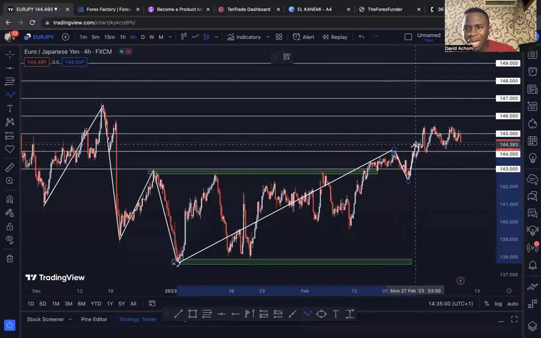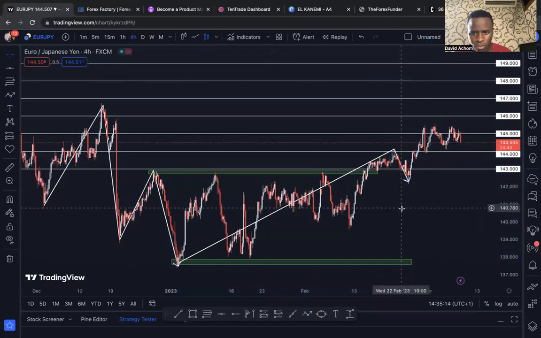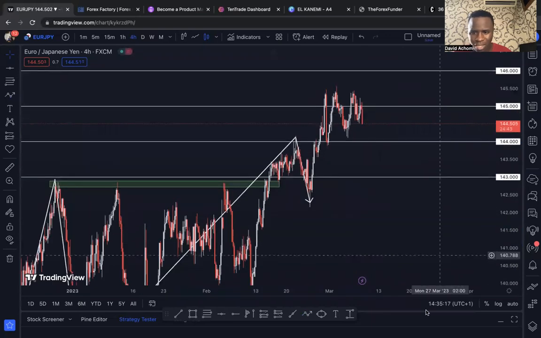Why did I not pick out this place? Well, you can pick out this place. Not bad. But right after, we saw a heavy downpour, a heavy sell. Please, you need to zoom in so you can see what I'm explaining to you right now. Or let me pause so I can spread my chart so you can see what I'm saying.